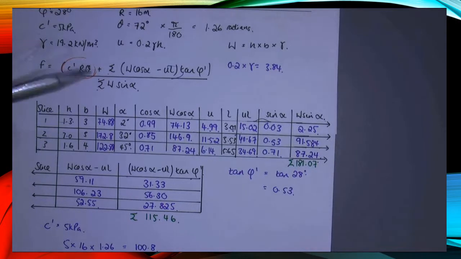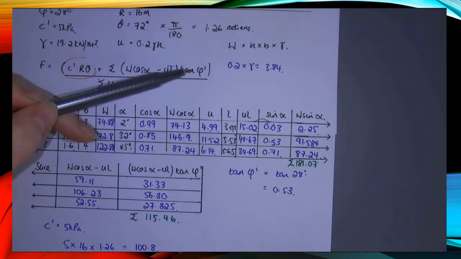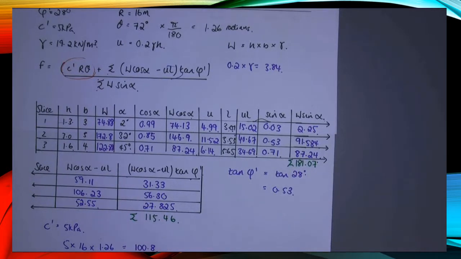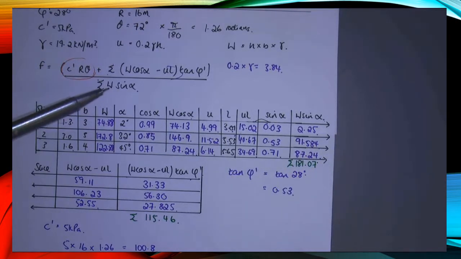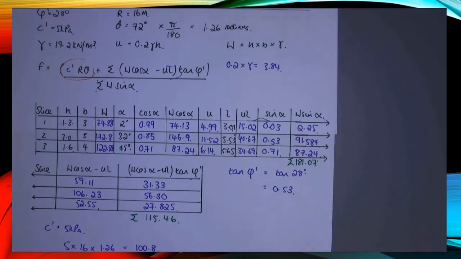So F equals 100.8, which is C dash times the radius times theta, plus the sum of the W cos alpha, so the effective stress, times tan of the angle of friction, which is the sum of this column here, 115.46, and then divided by the total force that's imposed due to the weight of the soil, which is the sum of W sin alpha, worked out here as 181.07. So 100.8 plus 115.46 divided by 181.07.